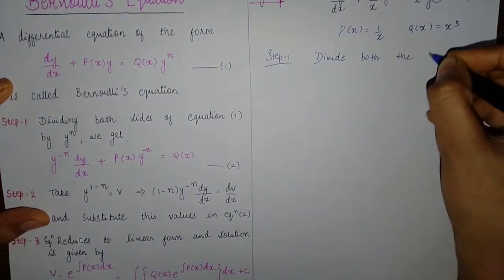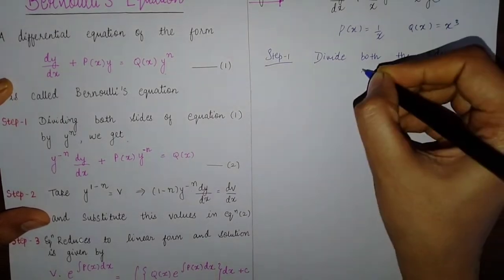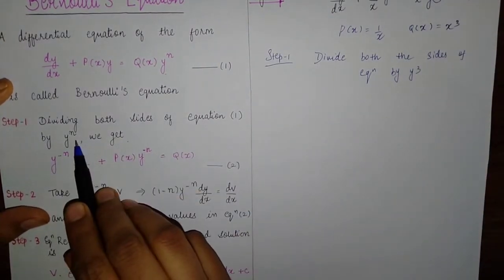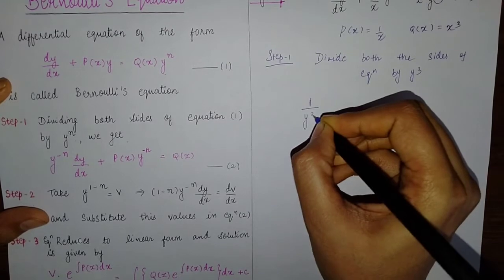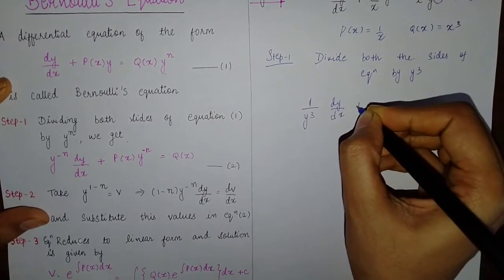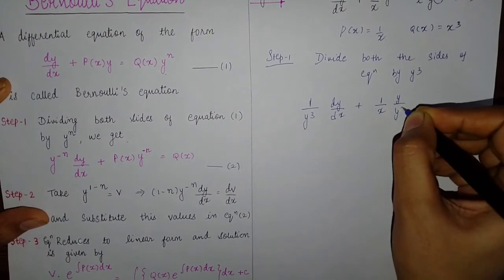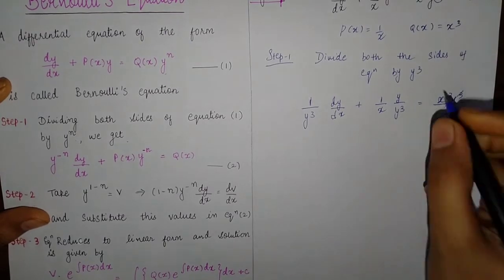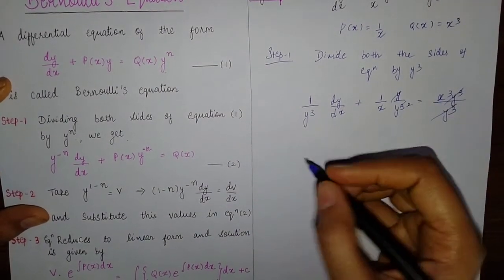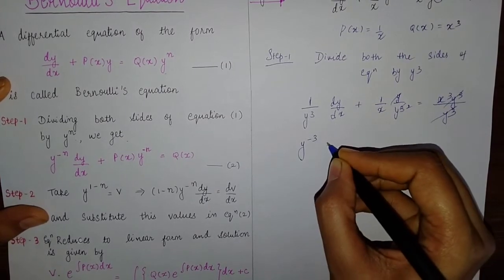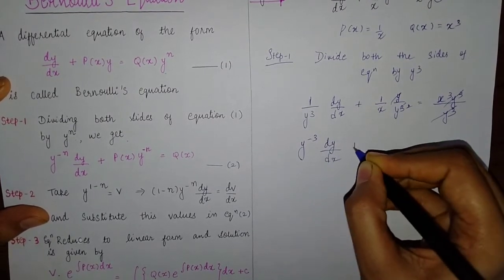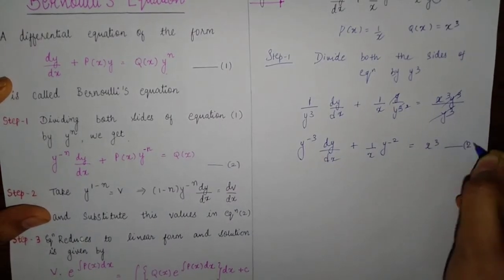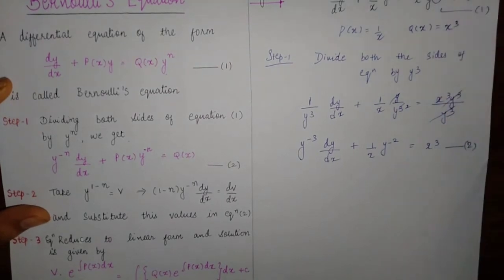Divide both sides of the equation by y cube, because we have to divide by y raised to n. Dividing it, what we will get? 1 by y cube dy by dx plus 1 by x y by y cube equal to x cube y cube by y cube. But these will get cancelled and here we will get y square. So we can write: y raised to minus 3 dy by dx plus 1 by x y raised to minus 2 equal to x cube. This is your equation number 2 and the given equation is equation number 1.